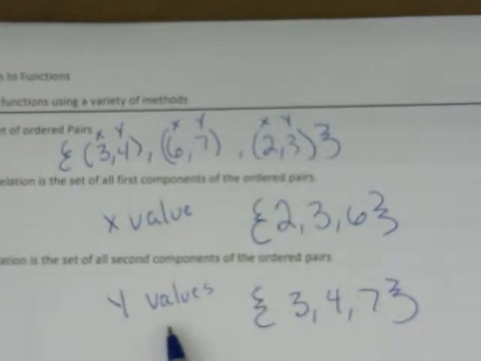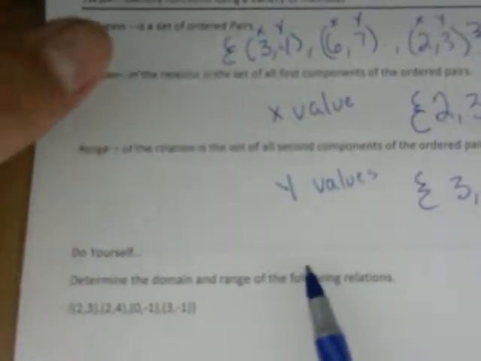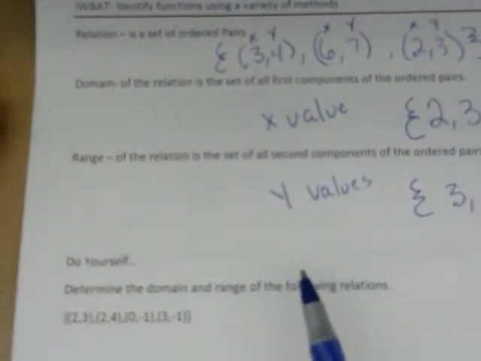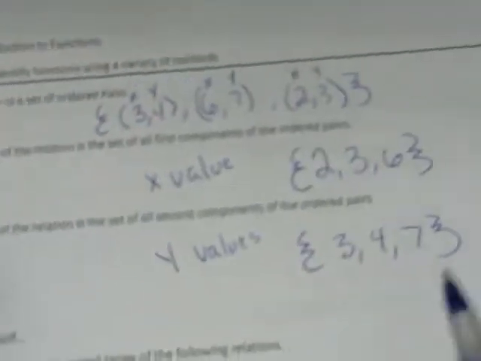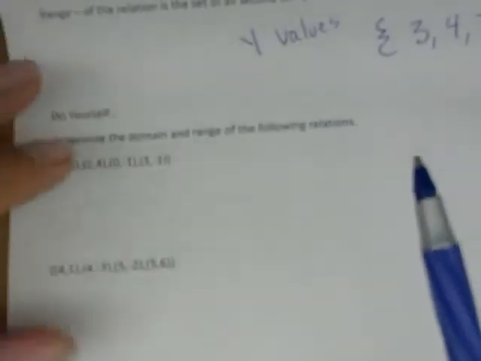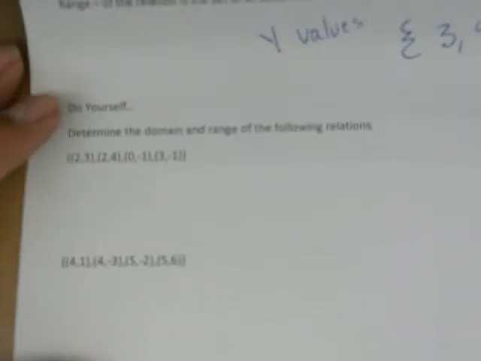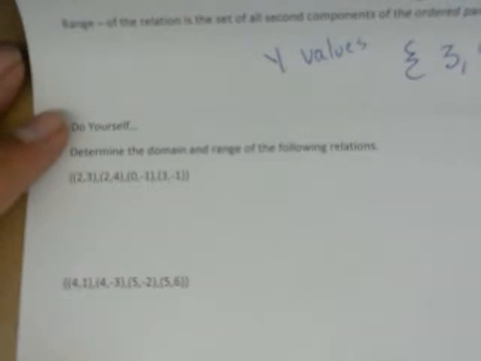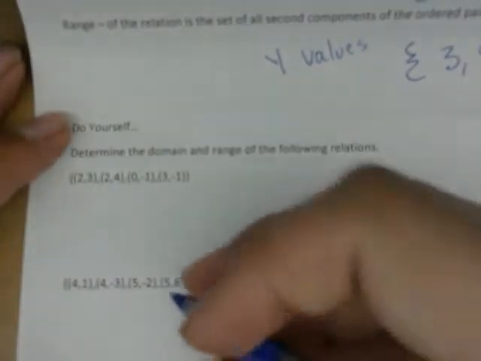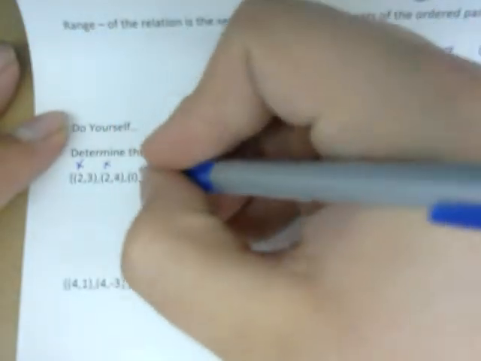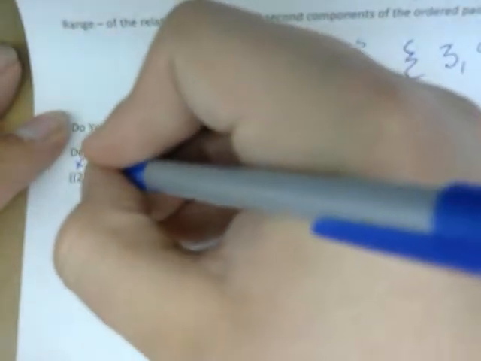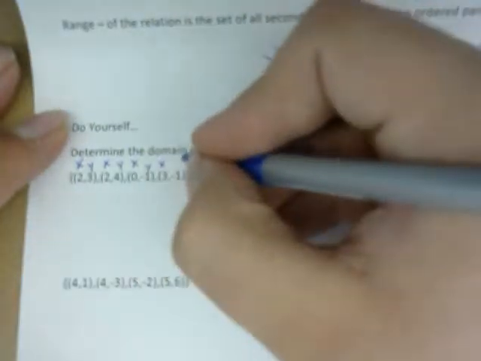Now what I want you guys to do is pause this video and do the two "do yourselves" by yourselves. That means this problem and this problem. Okay, so let's go over these. Once again, all we're doing is trying to find the domain and the range of each relation. So let's label all of these. You have your x, x, x, and x. Your y, y, y, and y.